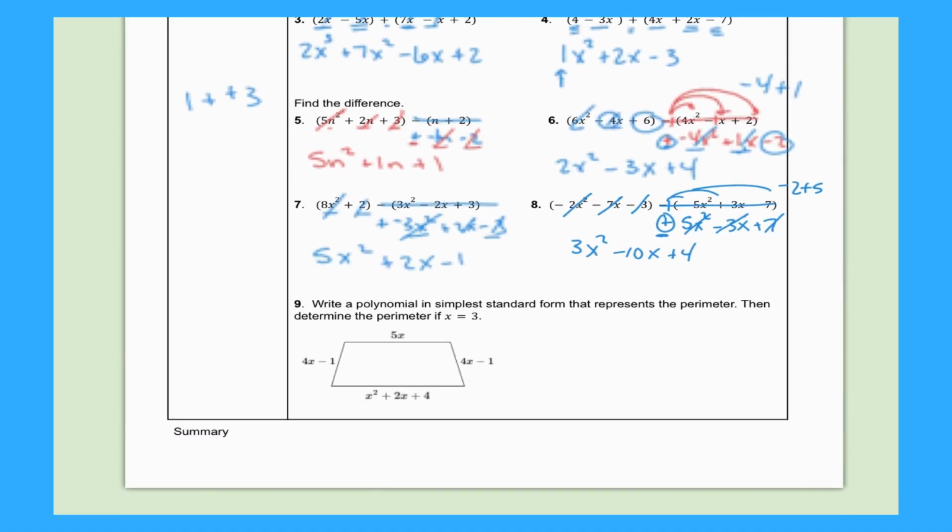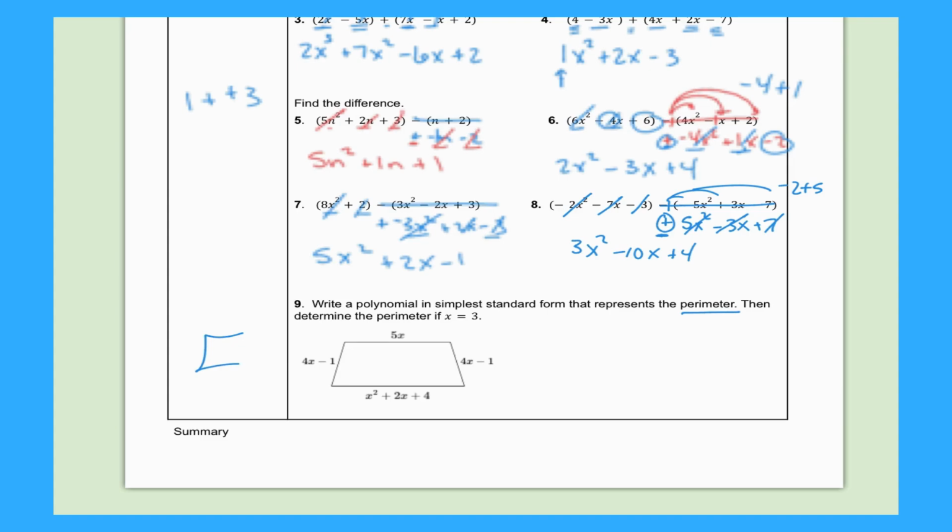All right, for our last problem, we're going to look at some geometry applications. So it says write a polynomial in simplest standard form, so like we've been doing, and in the correct order, for this shape. So we want to find the perimeter. And just a reminder, perimeter is a distance around. So we add all the way around.